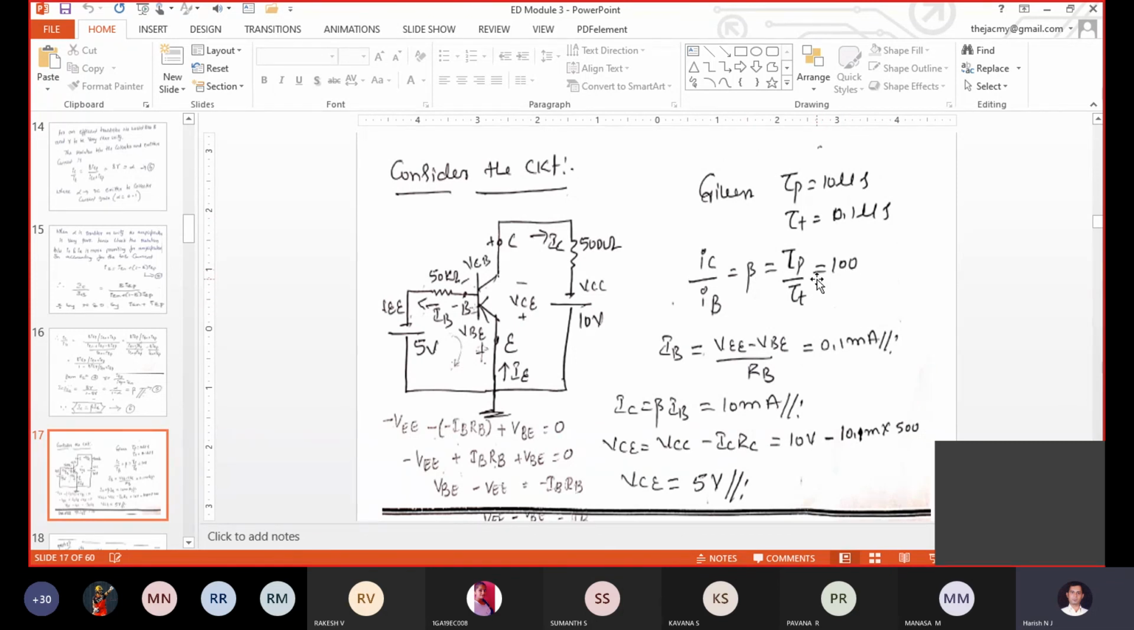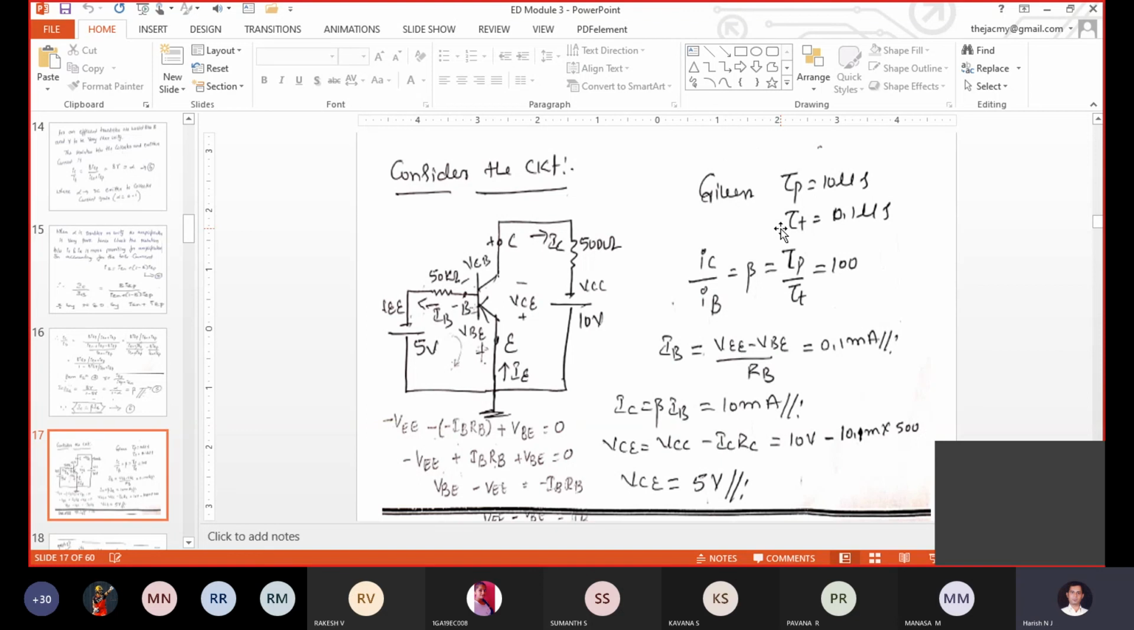So what is the beta value now? It is 100. Correct. So your question can be asked in this way also. With respect to tau t, you can calculate the value of beta. That is one way. The second way, directly they will give the beta value. With the help of that beta value, you can calculate the IC, IB and IE values.